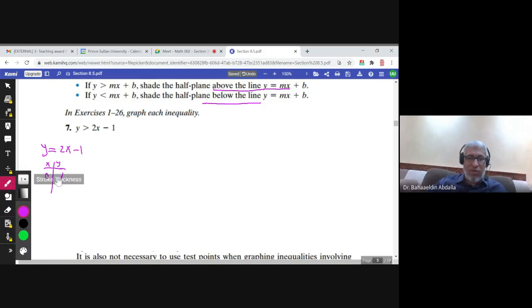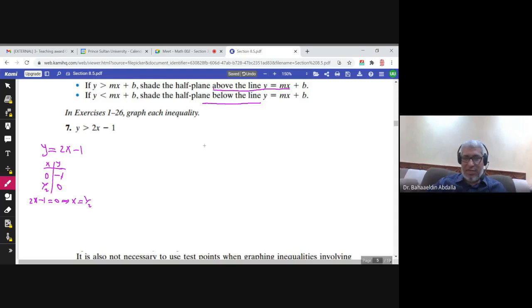Now, if you put y equals 0 to get the x-intercept, then 2x minus 1 would be 0. So 2x would be 1, or x is half. So half and 0 is the x-intercept. So now I can sketch the graph of this line, 0 and -1, and half and 0. So now we connect these 2 points to draw this line. But notice that this is greater than, so I just draw a dashed line, okay? This is a dashed line.